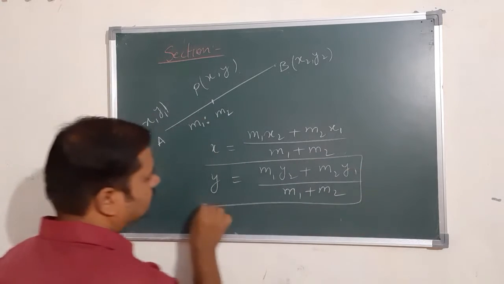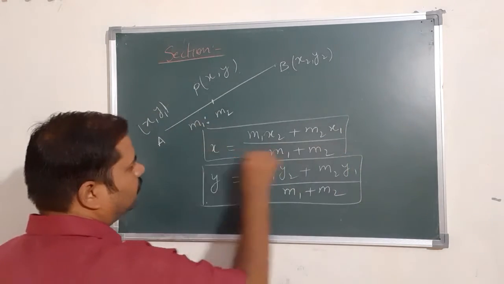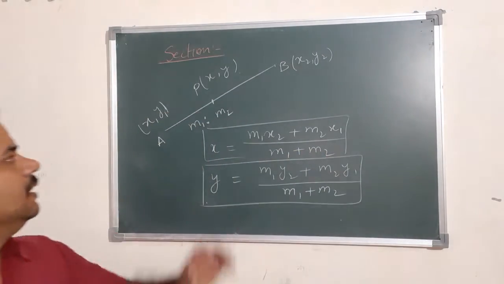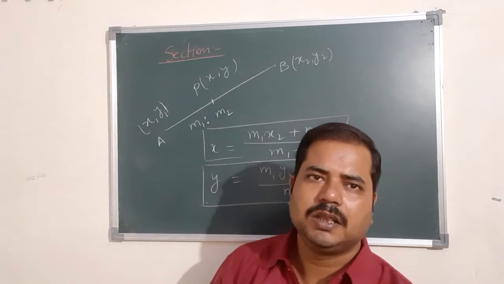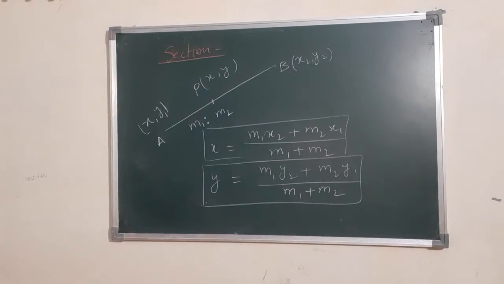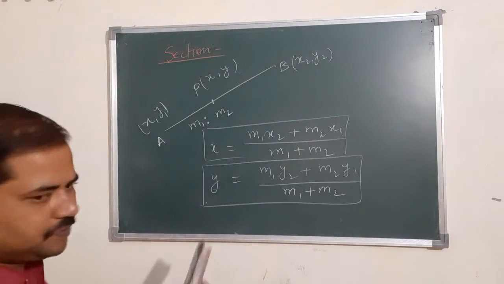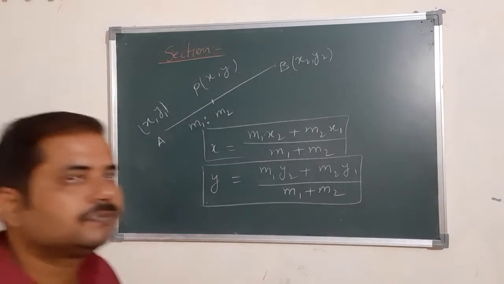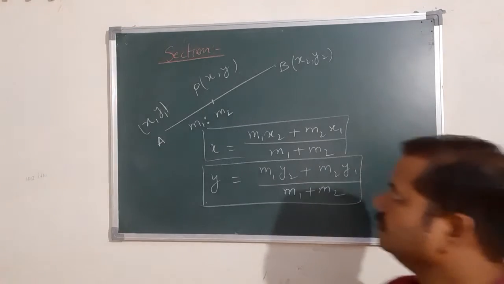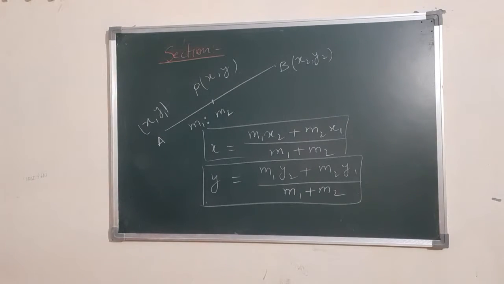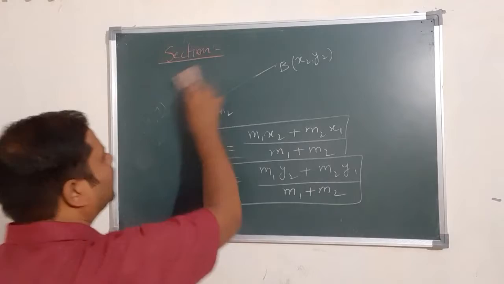So this is the coordinate of that particular point P which divides the given line AB in the same ratio. Now we are going to see the proof of this particular formula. So first of all, you note it down. Okay, now see the proof of this formula.